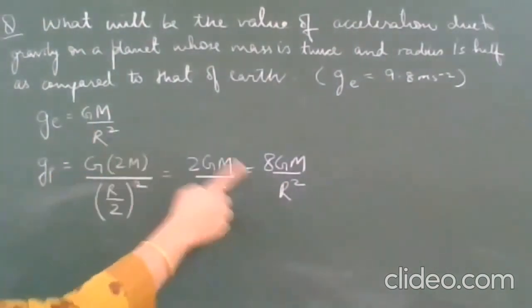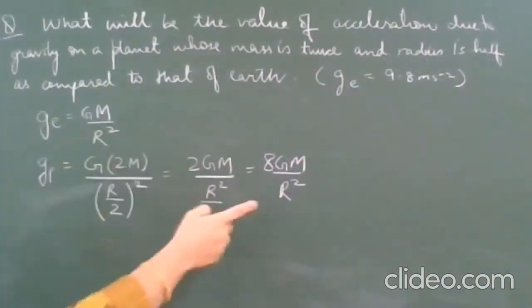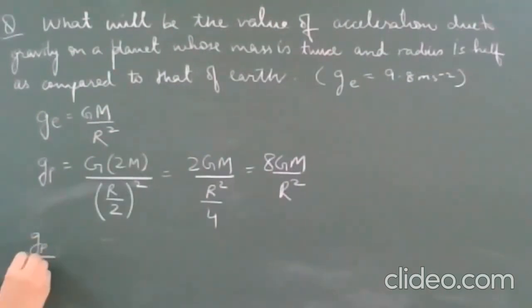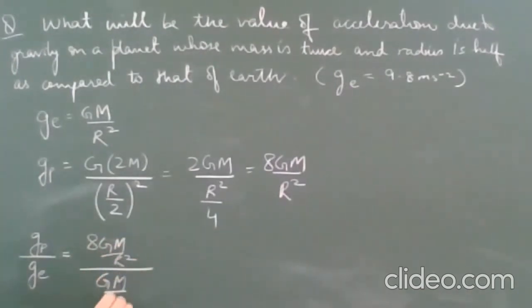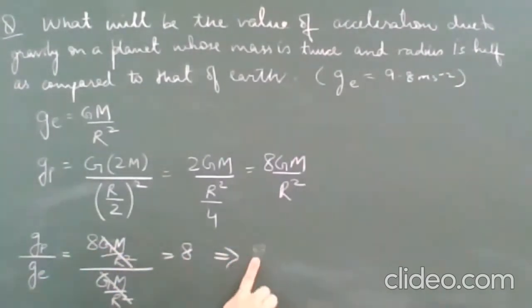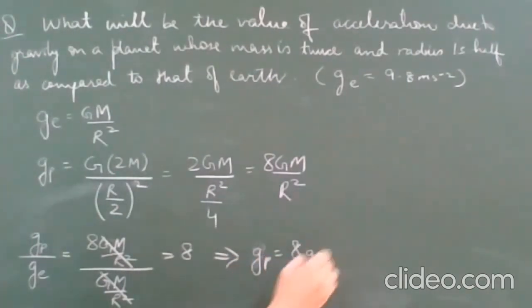Now simply comparing these two equations, or if you divide these two equations, that is up to you how you comprehend the answer. If you divide G on the planet divided by G on the Earth, it becomes 8GM by R square upon GM upon R square. Okay. So common terms GM upon R square go away. We are left with only 8. And when we cross multiply, this implies that G on the planet will be 8 times G on Earth.